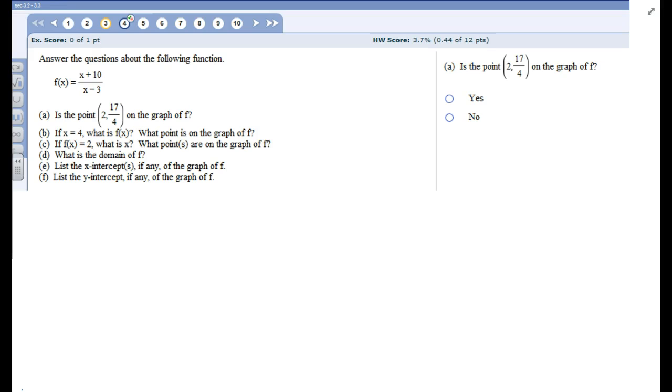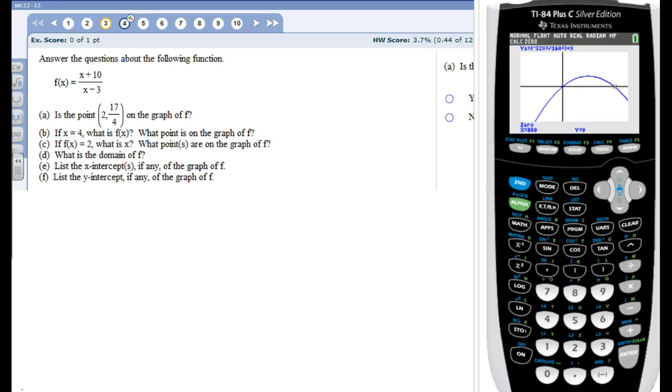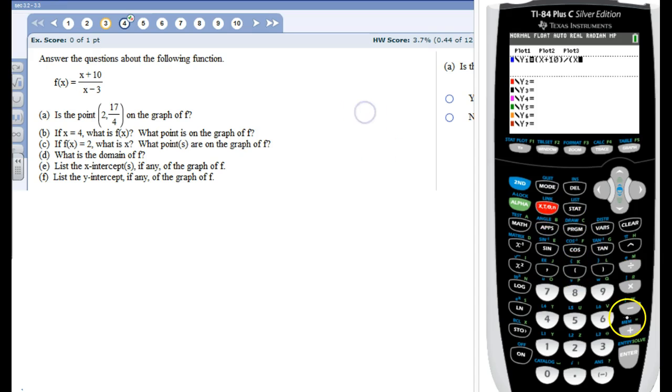And the question is, given this graph, find out if this point is on the function. You can let x be 2 and solve for f at x, which is the y value. I think the easiest way to do this is to go to your calculator and just type it in. The hard part is making sure that you're encasing the numerator and the denominator in parentheses. If you don't type it in correctly, of course, you're not going to get correct answers.